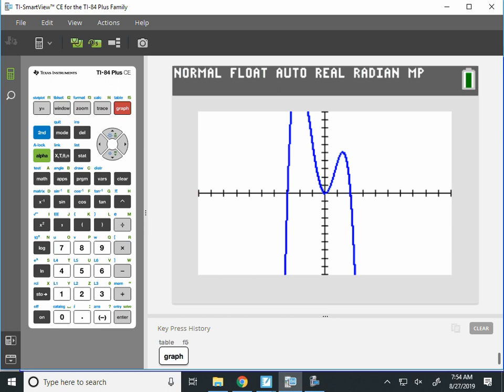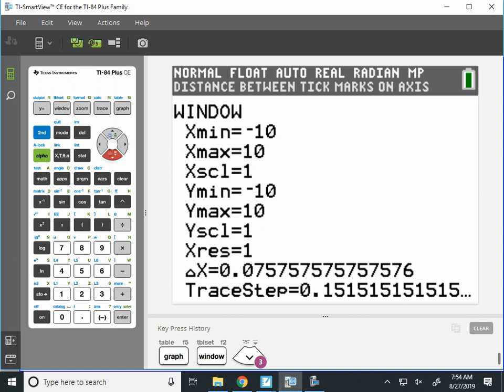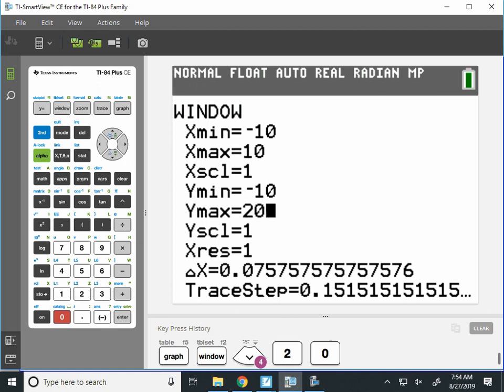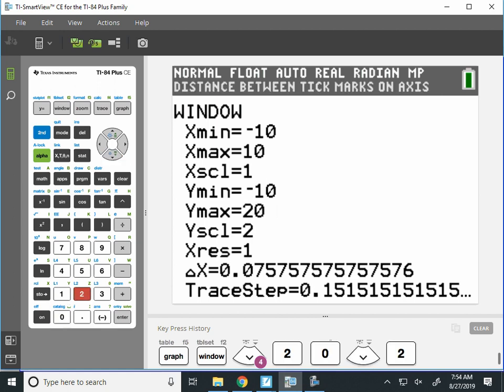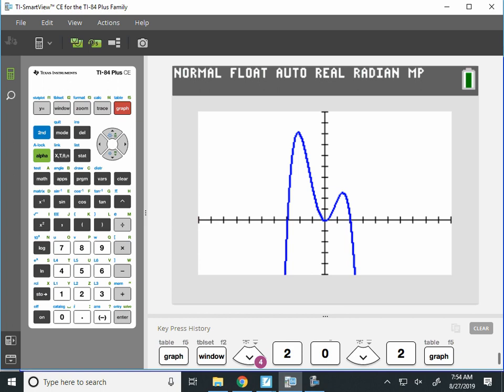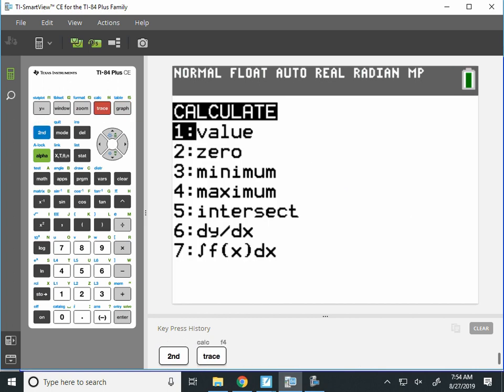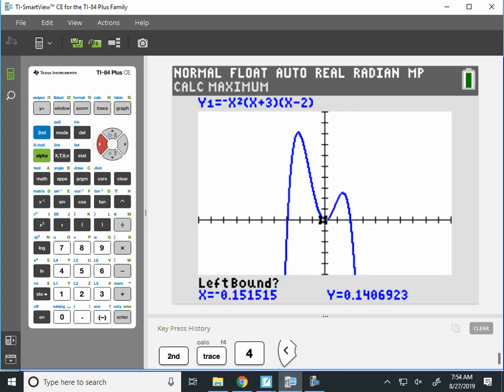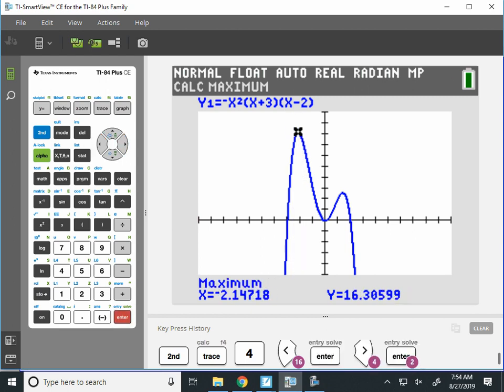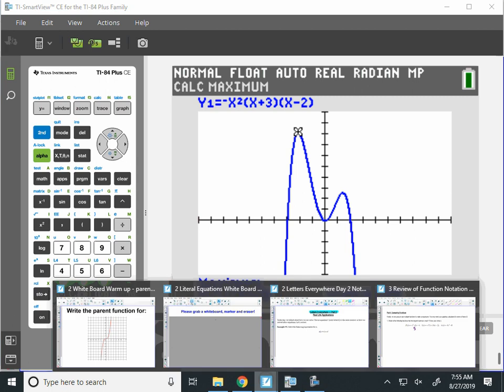Let's make the window a little higher in the y. So why don't we make the y max, let's try 20, and I'm going to go by 2s. You don't have to change the scale, but I'm going to here, just to make it a little easier. There, I can see the maximum, so now let's trace it. Now, I'm looking for the very highest point, which will be that peak on the left. So I bring that cursor up around that highest peak, and I get an output value of 16.3. That's the maximum highest value on the graph. So 16.3.